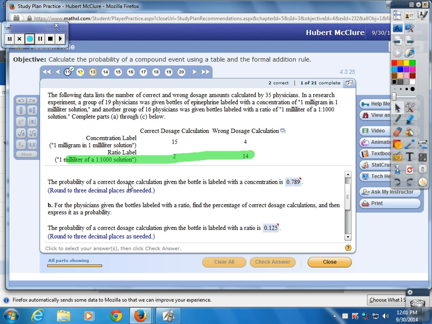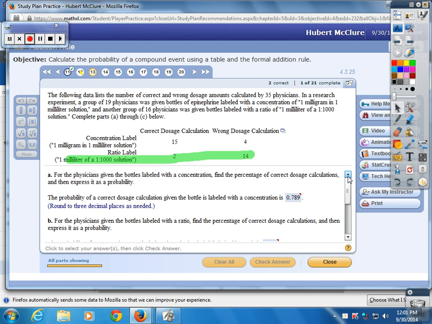Okay. The probability of the correct dosage calculation given. Oh. Given the bottle is labeled with concentration. Bottle is labeled with concentration is 15. 15 over 35. What does it come out to be? 0.4285 is what. 2.11. Okay. Am I going crazy or what? No, I must be missing something.